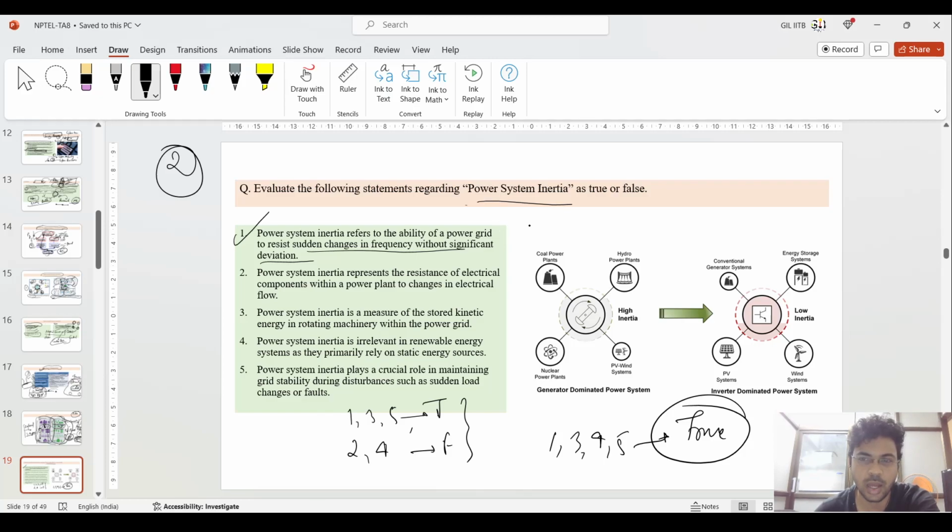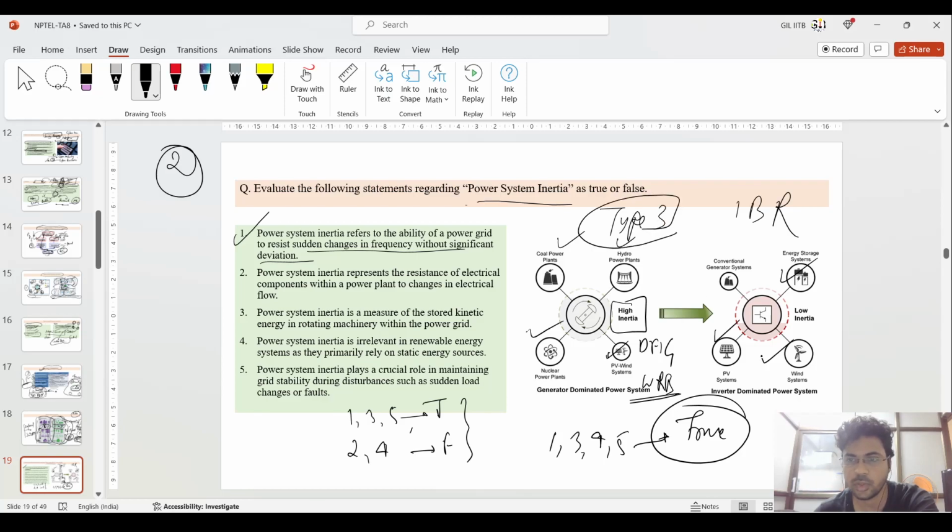That is true. Because the main focus area currently in research is that with RE penetration, we mostly have inverter based resources, IBRs, and the conventional we have coal, hydro, nuclear, and PV wind systems, which are certain DFIG based systems and other wound rotor based turbines. So these are high inertia kind of things. And for inverter dominated resources, we have PV plants, wind plants, and the energy storage system.